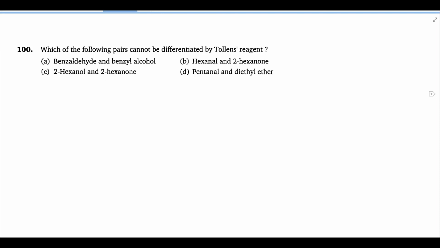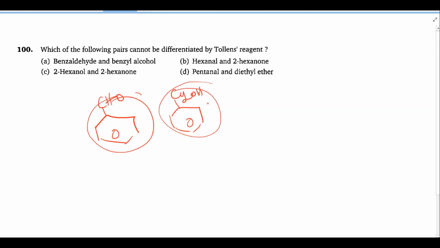Okay, Tollens reagent, as you know, aldehydes will respond. So you can take the first option, benzaldehyde and benzyl alcohol. One is responding with Tollens reagent, another one is not responding. So A is not the correct answer. You can take hexanol, 1 2 3 4 5 6.